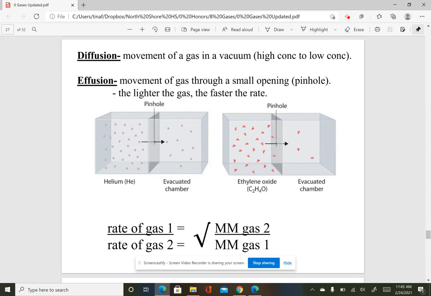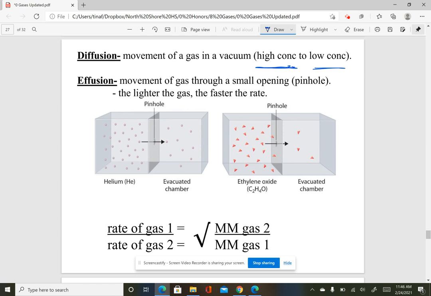Hi guys, so in this last video we're going to look at the behavior of gas particles, and the first two vocabulary words are diffusion versus effusion, and they talk about how gas particles move. So diffusion is how they move in a vacuum, and they're always going to go from an area of high concentration where there are a lot of gas particles to an area of low concentration where there are not a lot of gas particles. So they always try to get away from each other.